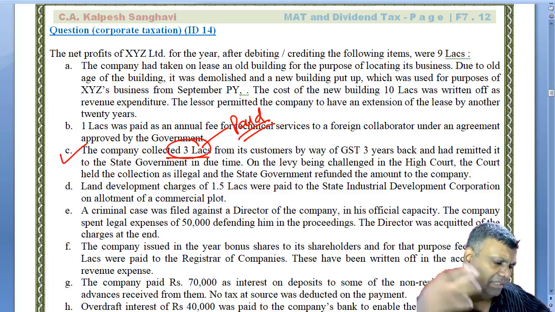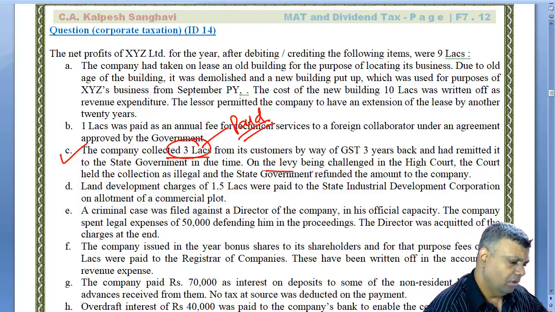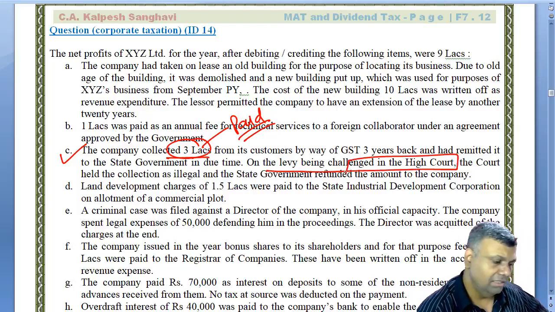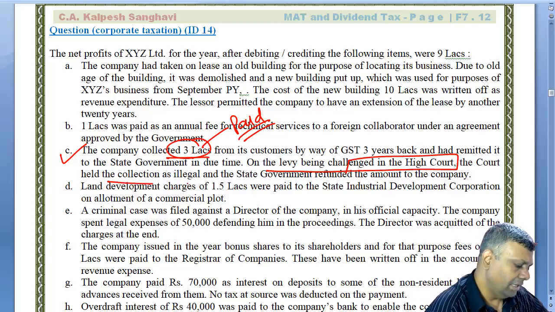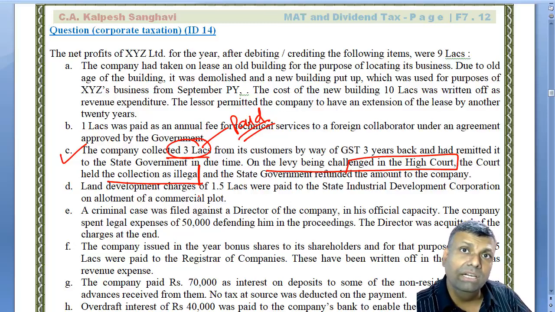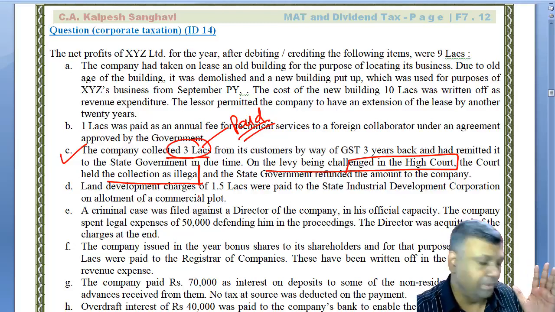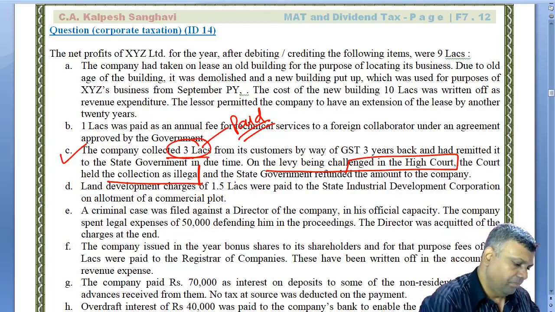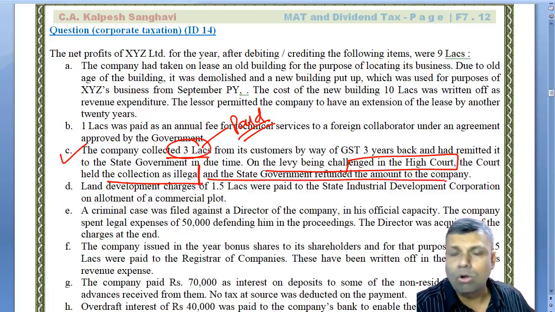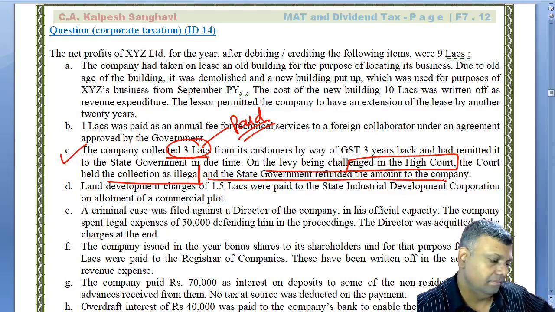But that has happened some few years back, the history. On the levy being challenged in the High Court, so now there is a challenge in the High Court. The court held that collection is illegal. That means High Court has already decided in the favor of the taxpayer, said that collection was illegal, and the state government has already refunded the amount back to the company.